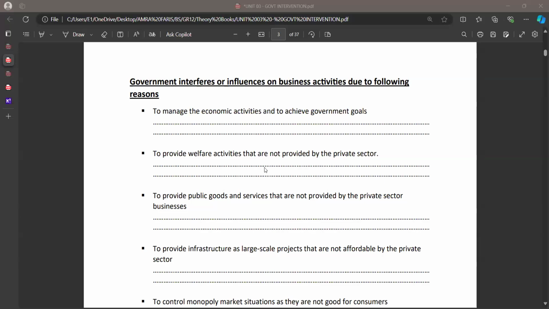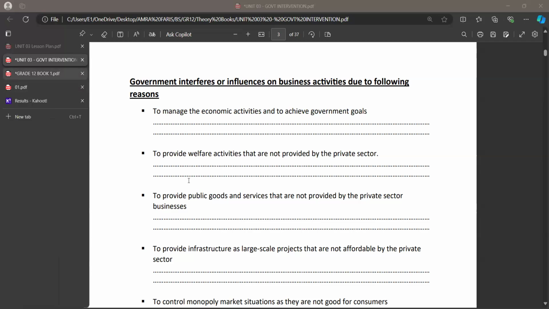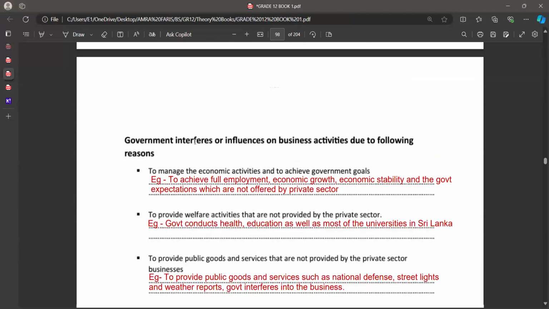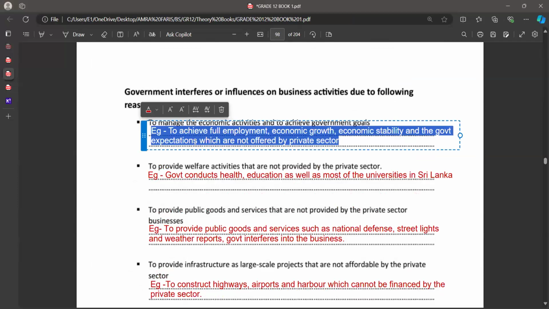Can you remember we studied that? Yes. So that is one reason why they interfere, to achieve the government goals. Okay, so we are going to write an example for that. This one you have to write.